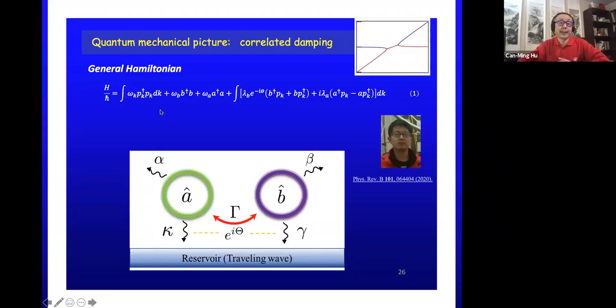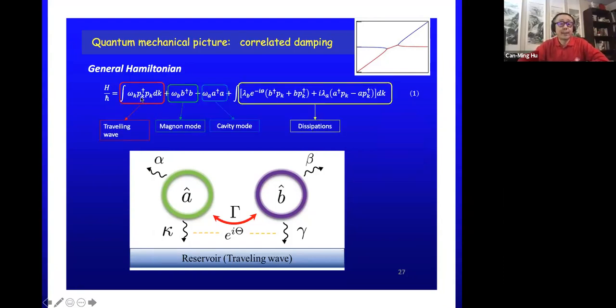And the full Hamiltonian that you can write is that you have a traveling wave, p_k, you have the magnon mode, B-dagger-B, you have the Kvt mode, A-dagger-A. Now between these A and B, you say I have no direct coupling. I set it as 0. However, both A and B will still couple to the traveling wave. And the coupling rate will eventually go to these two rates, kappa and gamma.